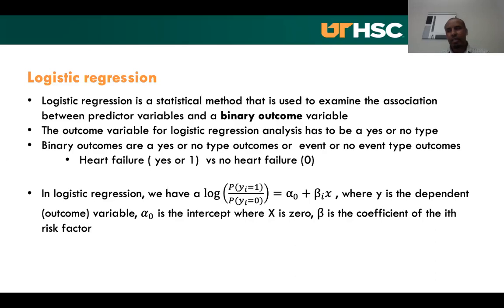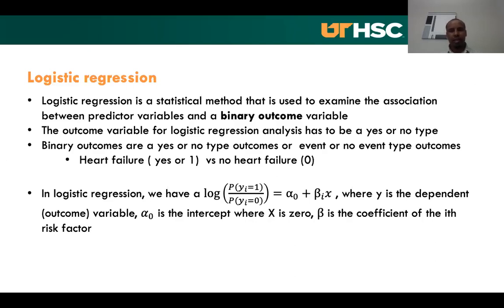So logistic regression is used to analyze the association between predictor variables, or a given predictor variable, and binary outcomes. The outcome variable for logistic regression analysis has to be either a yes or no type, or a 0 or 1 type. Example binary outcomes are having heart failure, which means yes, or sometimes coded as 1, or no heart failure, which is coded as 0.